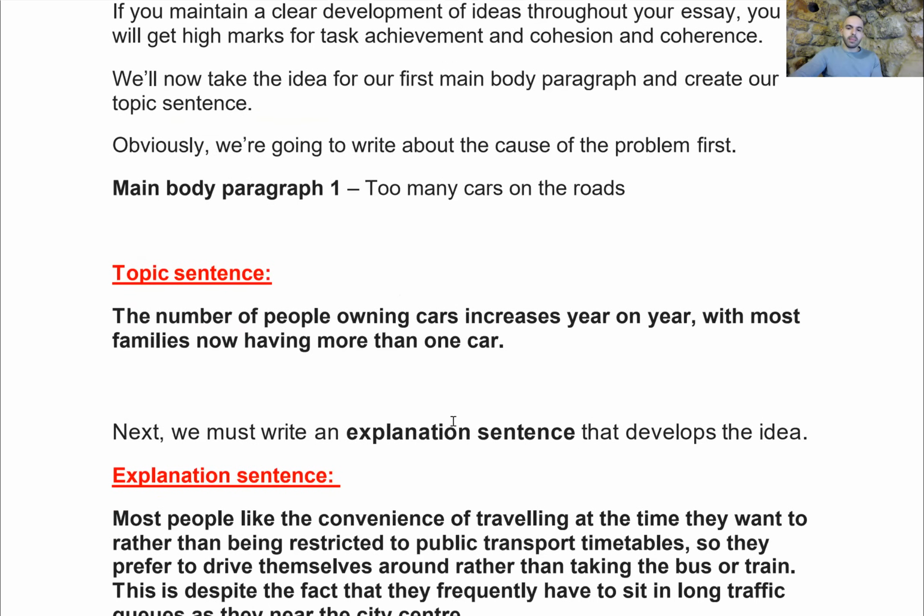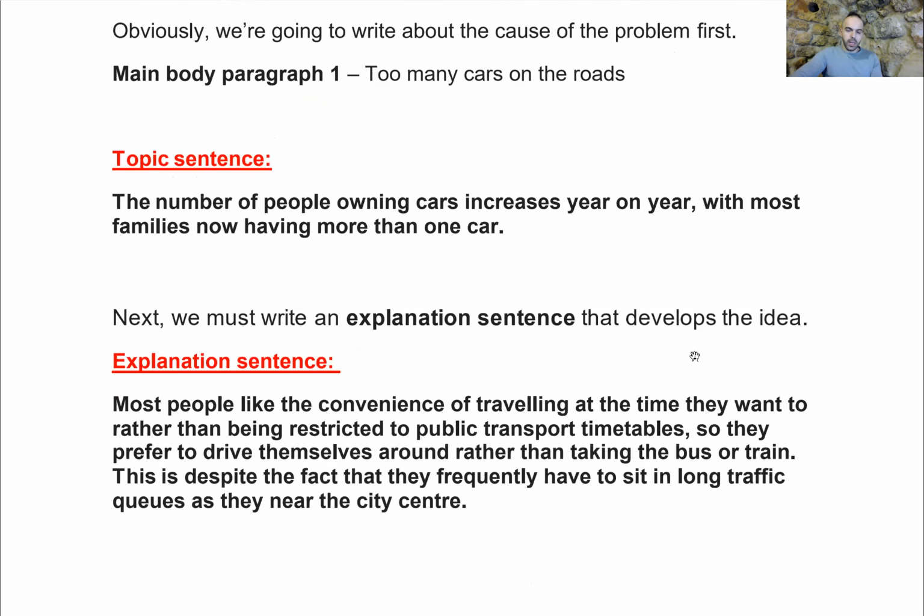Now we must write an explanation sentence that develops the idea. Let's see the explanation sentence. Most people like the convenience of traveling at the time they want to, rather than being restricted to public transport timetables. So they prefer to drive themselves around rather than taking the bus or train. This is despite the fact that they frequently have to sit in long traffic queues as they near the city center.